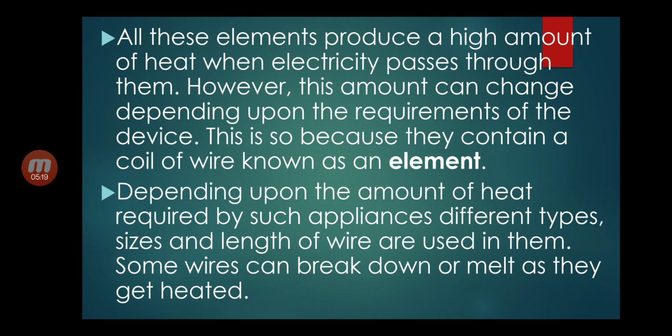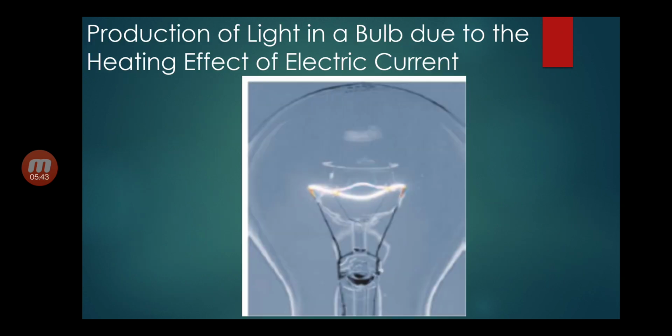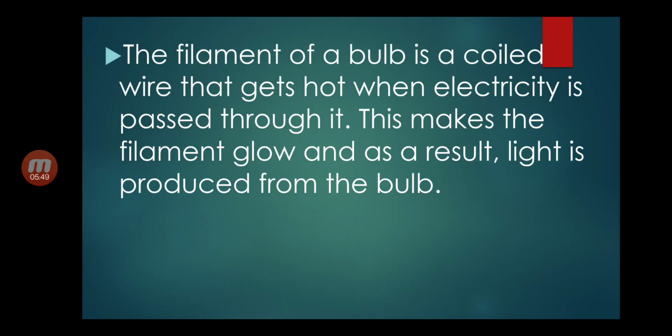This is so because they contain a coil of wire known as an element. Depending upon the amount of heat required by such appliances, different types, sizes and lengths of wire are used in them. Some wires can break down or melt as they get heated. Production of light in a bulb due to the heating effect of electric current. The filament of a bulb is a coiled wire that gets hot when electricity is passed through it. This makes the filament glow and as a result light is produced from the bulb.